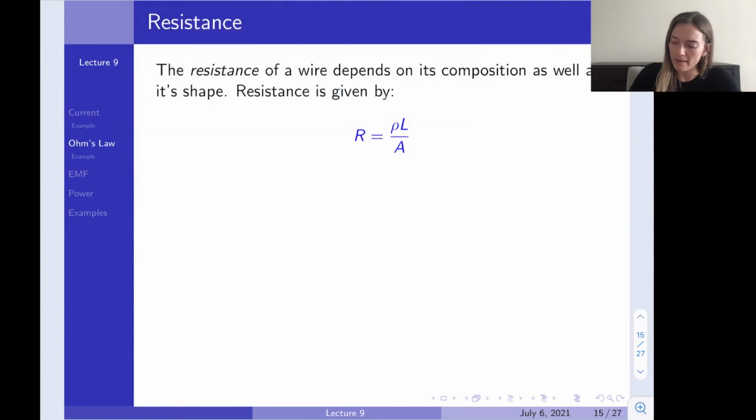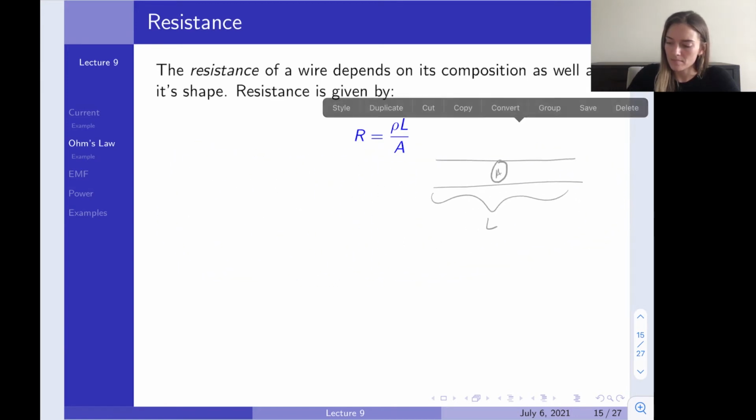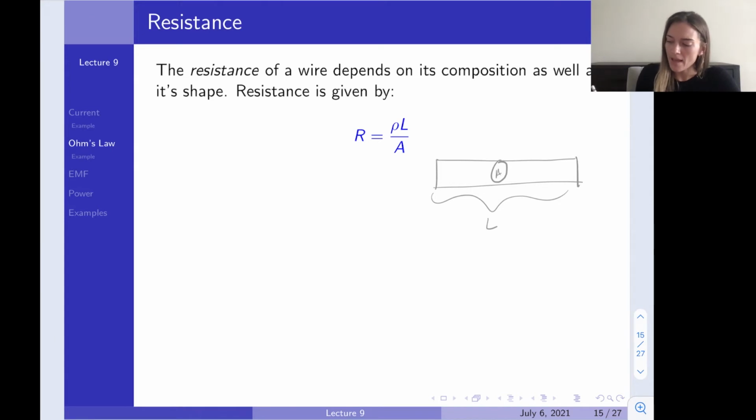So let's say we have a thin wire. We've got some cross-sectional area A here. And this is some length of wire L we're looking at. So I'm just looking at one little length of the wire here, and we are applying an electric field through it. So there's an electric field, a constant electric field, let's say pointing to the right.